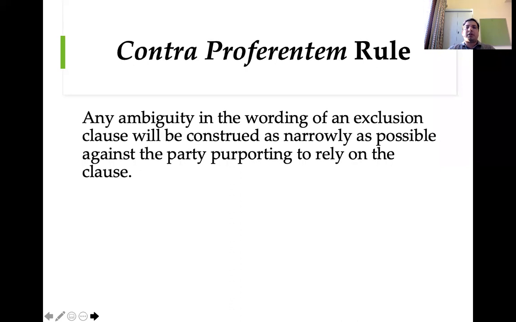There is this rule which is called contra proferentem. It says that any ambiguity in the wording of an exclusion clause will be construed as narrowly as possible against the party purporting to rely on the clause.